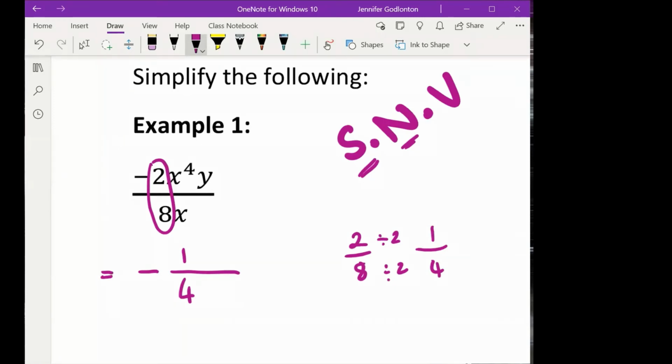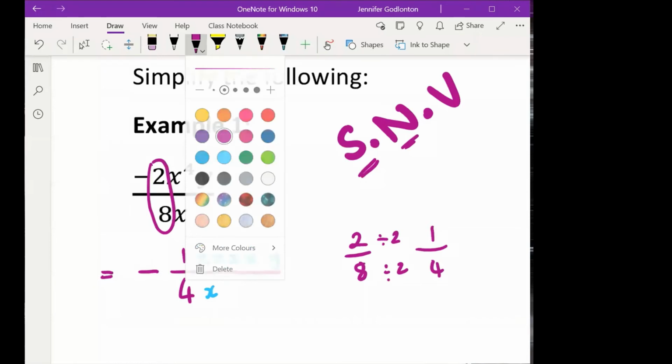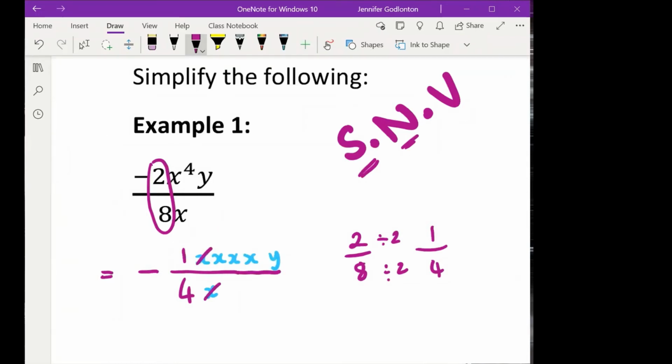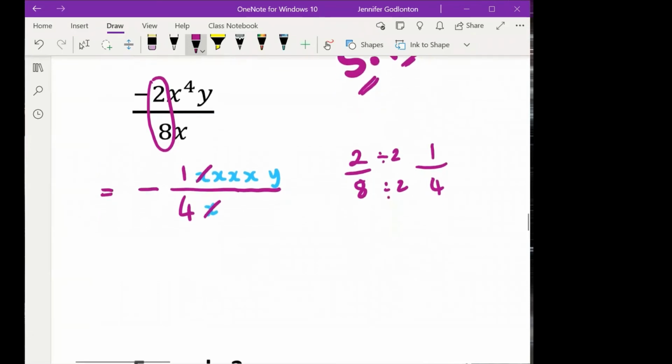Yes. Okay. Then for our variables, I'm going to show you the longer way. So I'm going to write them out. I have 4 x's at the top, and I've got 1 y, and then I've got 1 x at the bottom. And so what I can do is this x can cancel with that x, and then I can see, oh, I've got 3 x's left at the top, and I've got 1 y left at the top. So my final answer will be 1 x to the power of 3y all over 4. It's absolutely not compulsory to add that 1, Mlando.